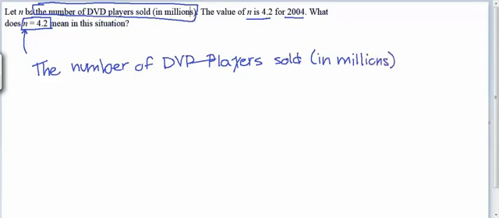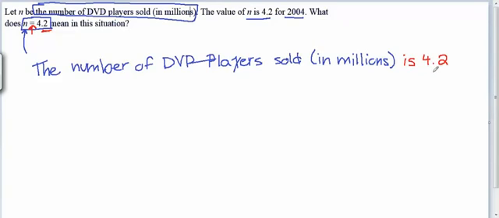And then we see the symbol equals. So when we translate the symbol equals, we can just say is. And then we've got 4.2 here, is 4.2. So this would be one way to say n equals 4.2 in English. The number of DVD players sold in millions is 4.2. And that's an okay way to say it, but that's not usually how we talk when we're speaking.